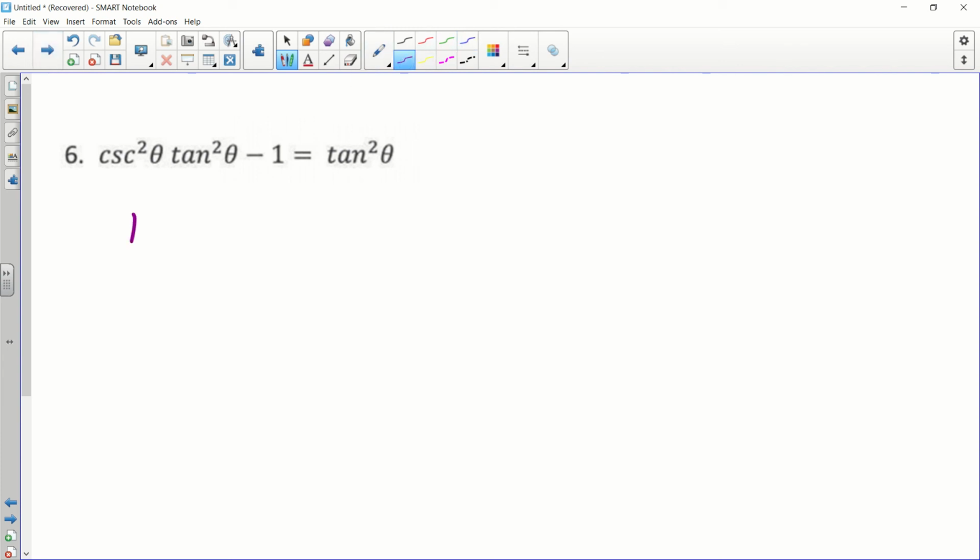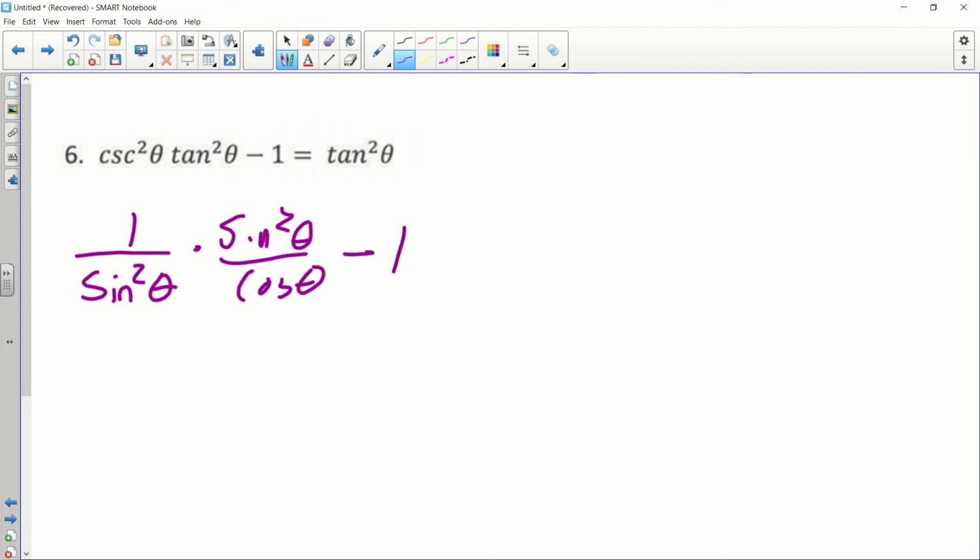So cosecant squared is 1 over sine squared of theta. Tangent squared is sine squared over cosine squared. And I did this because I knew when I saw the tangent and the cosecant that the sine squareds are going to cancel out. So when I do that, I'm left with 1 over cosine squared of theta minus 1.